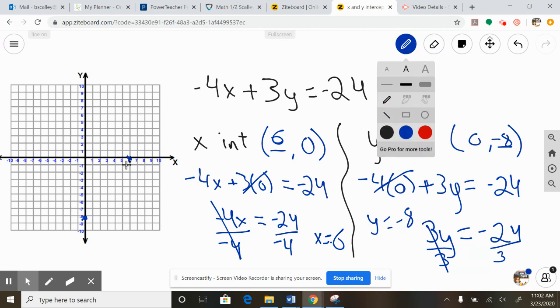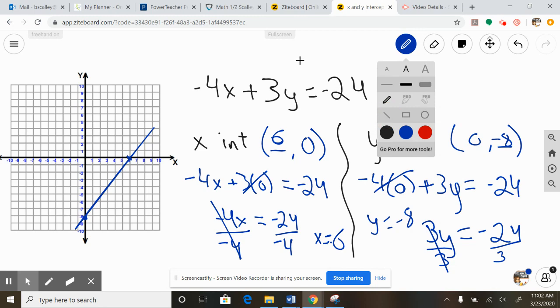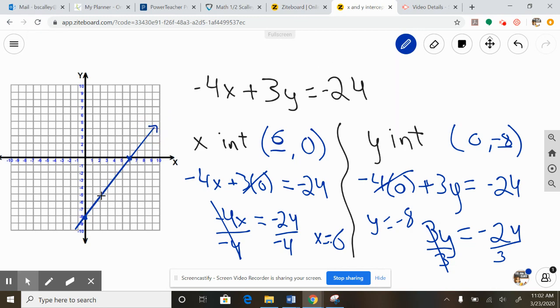And I found out I have a line tool, so I can actually make a line here. It's going to connect through both of those. And there we go. That's what my line would look like. That's a lot easier than trying to put this in slope-intercept form. And here we go. Here's my line. I put 2 arrows at the end, and I'm done.